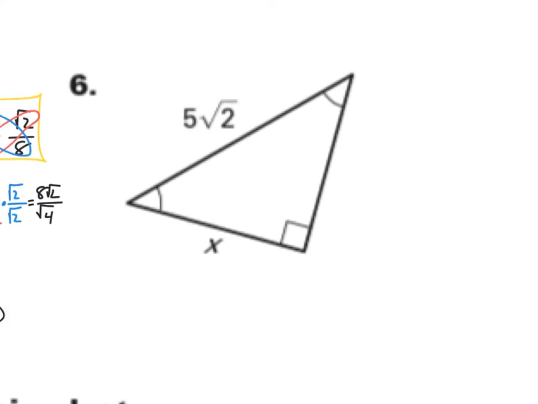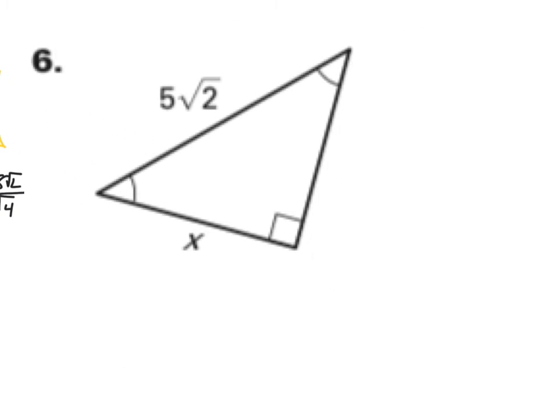All right, number 6. Number 6. Again, I know that this is a 45, 45, 90 triangle because these angles are congruent. If I could write 45, that'd be great. There we go. So this 45, 45, 90, remember the three angles of a triangle always have to add up to 180 degrees.